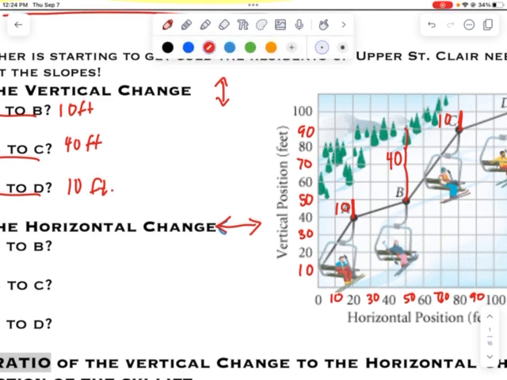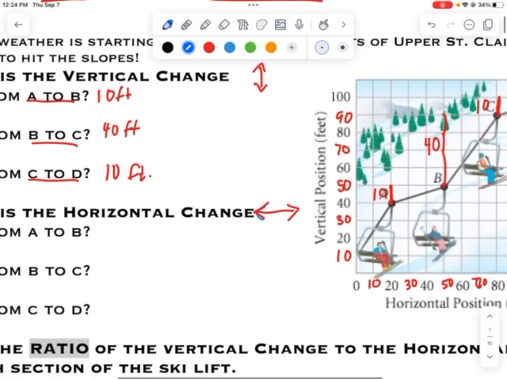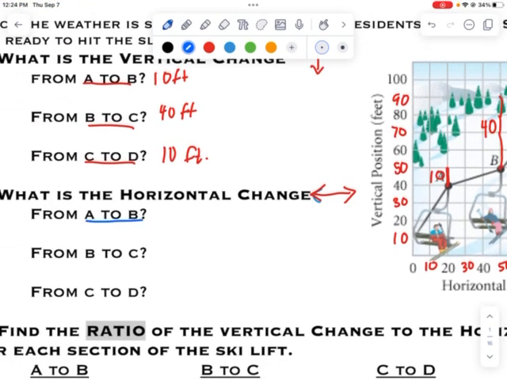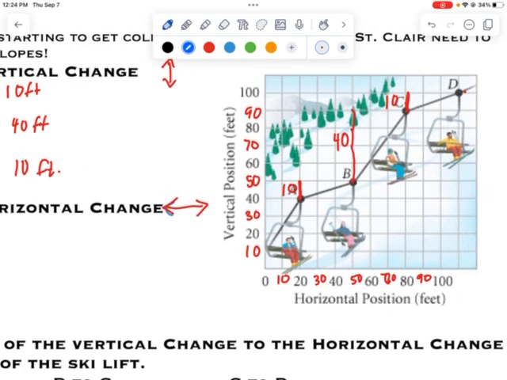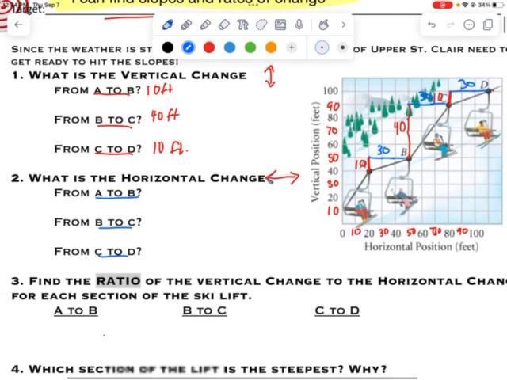Now let's talk about the horizontal change, right, which goes left to right. We're going to find the horizontal change, A to B, B to C, and C to D. So let's take a look, counting by tens, 10, 20, 30. From B to C, 10, 20, 30. And then from C to D, another 10, 20, 30. So they're all 30. 30 feet.